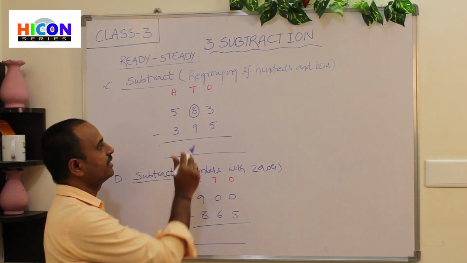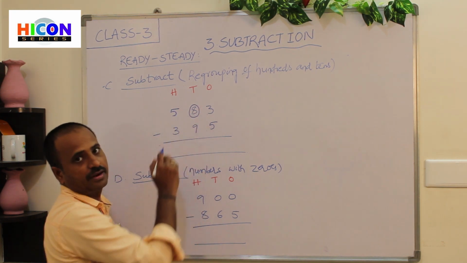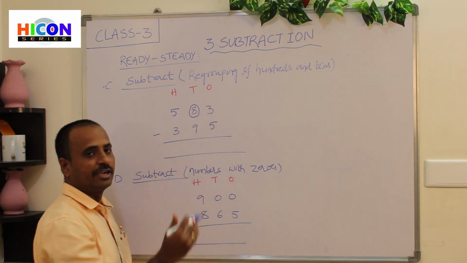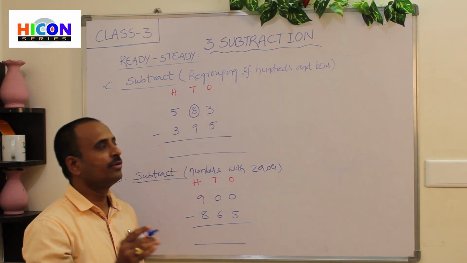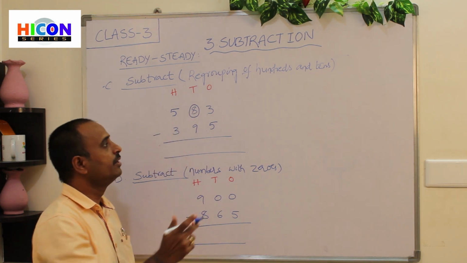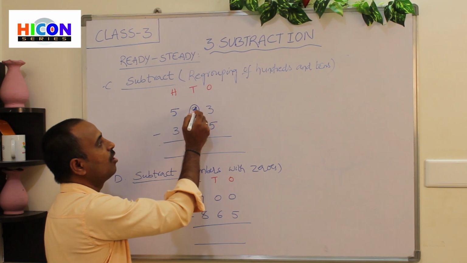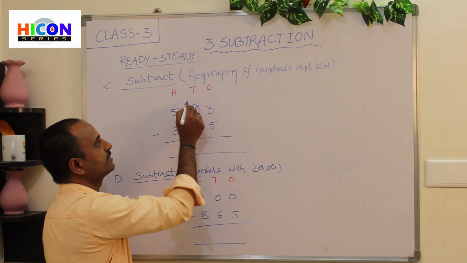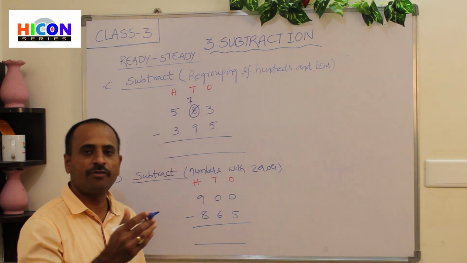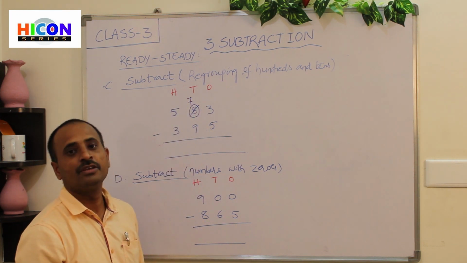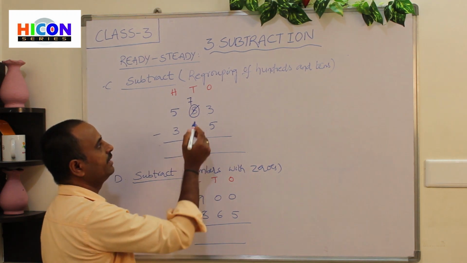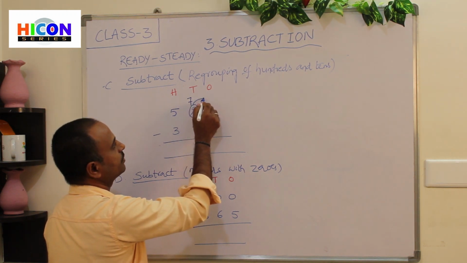So how many tens are there? 8 tens are there. So get borrow 1 ten from 8 tens. If you get borrow 1 ten from 8 tens, how many tens will be there? 7 tens will be there. So write 7 here. Strike off 8 and write 7, because we are getting borrow 1 ten and carrying that 1 ten to ones place.